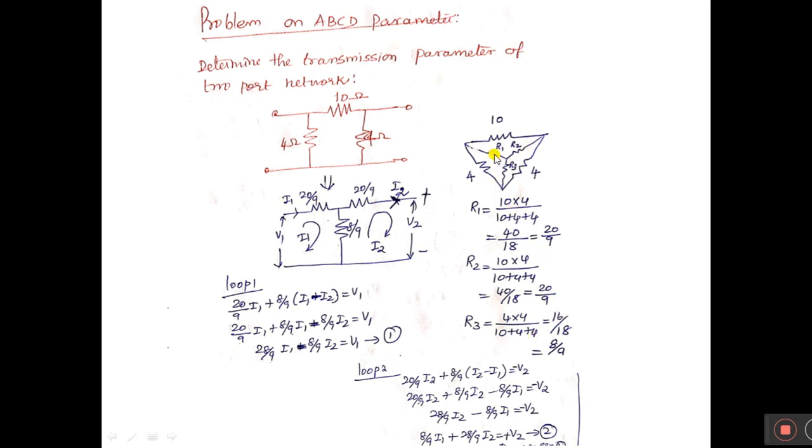If you want to calculate, find R1. R1 is 10 into 4 divided by 10 plus 4 plus 4, that is 20 by 9. To find R2, 10 into 4 divided by total resistance. To find R3, 4 into 4 divided by total resistance. So R1 is 20 by 9, R2 equal 20 by 9, R3 is 8 by 9. Be careful when you placing the value. Exactly you place the value in R1, R2, R3, don't change it. If you change it, your answer will be changed. Right. Now this circuit becomes simple.